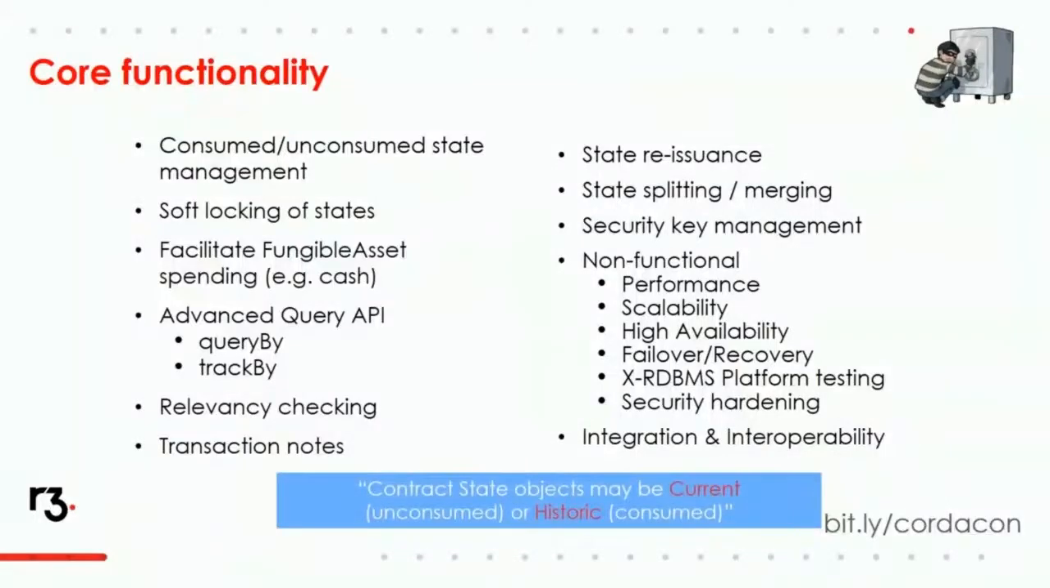Transaction notes are just descriptive information that you may attach to your transactions. It's something that's in the vault, but it's specific to a particular identity participant on the network.